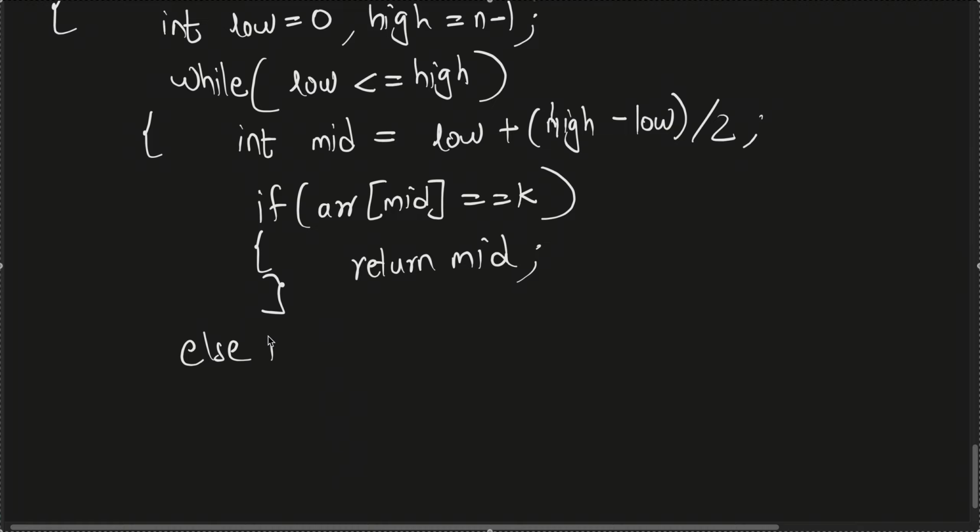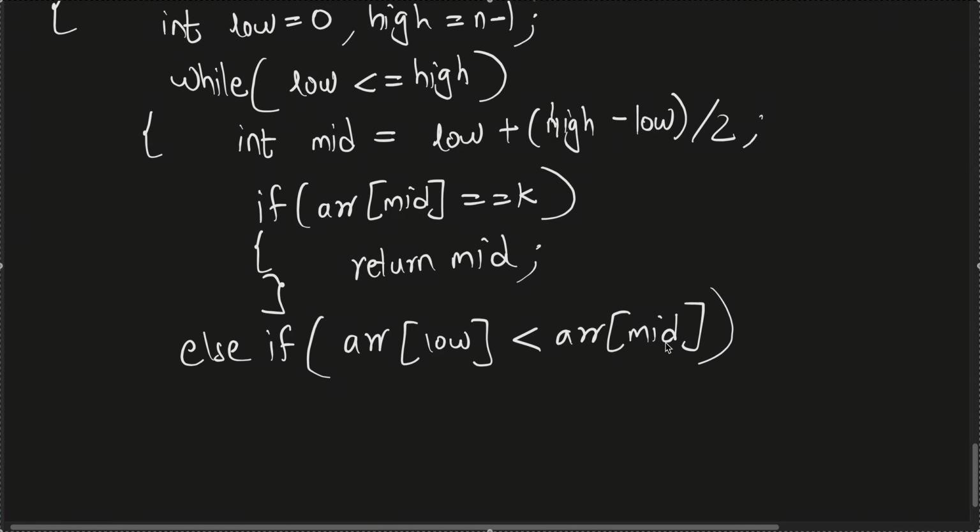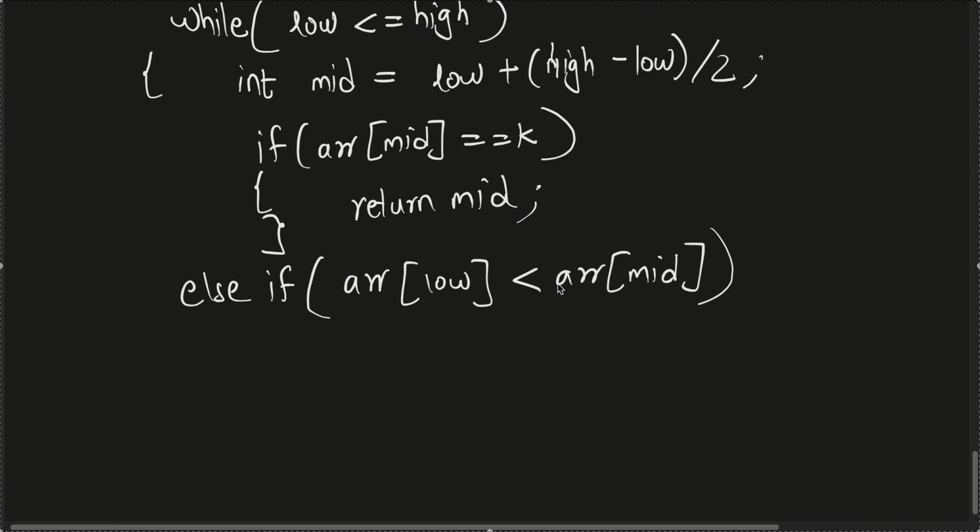Else if array of low is less than array of mid. What does that mean? If array of low is less than array of mid, that means the element is sorted. That means from low to mid, the elements are sorted, right? So from low to mid, it is sorted.